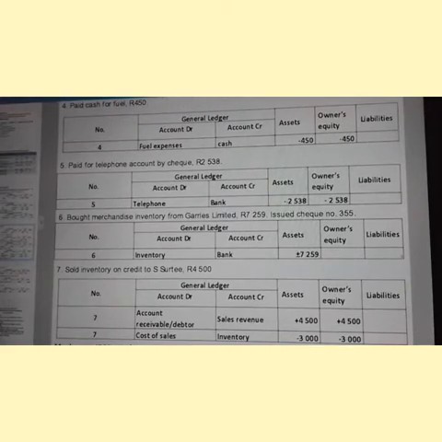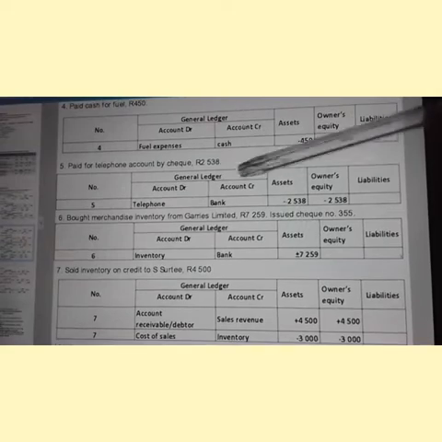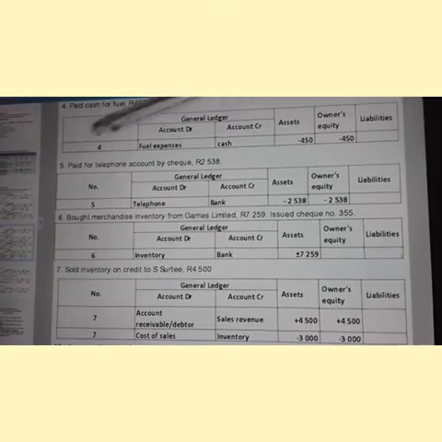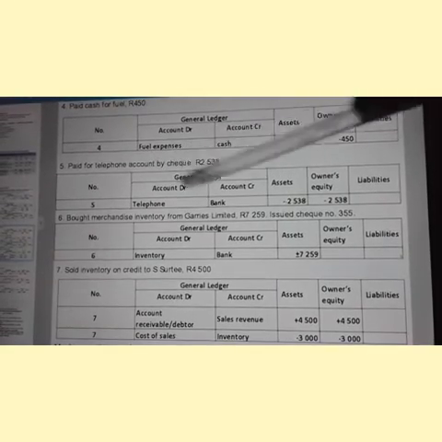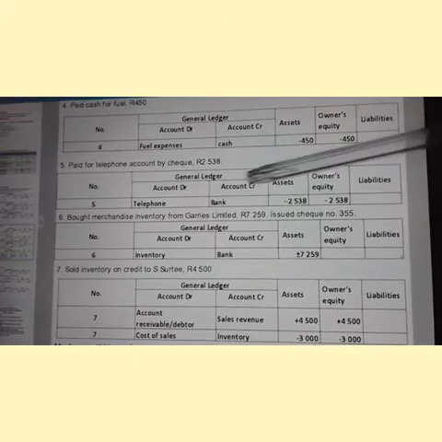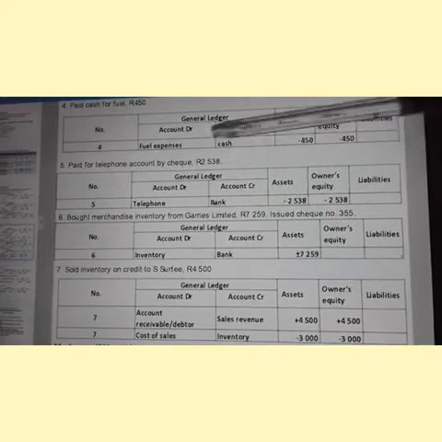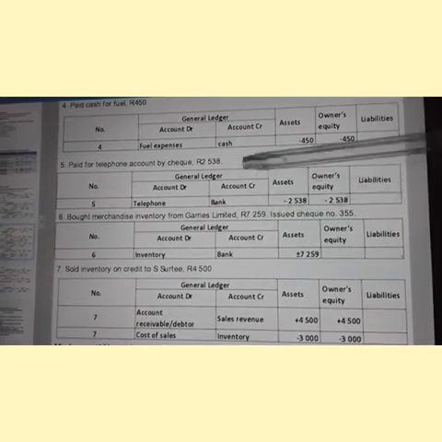They say paid for telephone account by check, 2,538. So the two accounts here to be identified, we have telephone and we have bank. So we have check here, and check has to do with bank. So we debit the telephone account and we credit the bank account. We lost this amount of money from our business bank account when we paid for our telephone bill. So we have to credit the bank account.